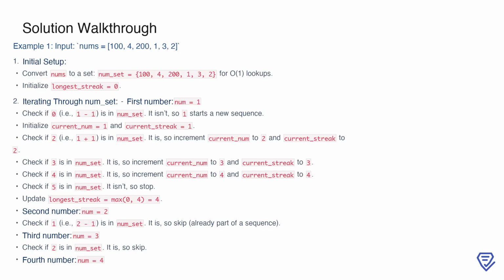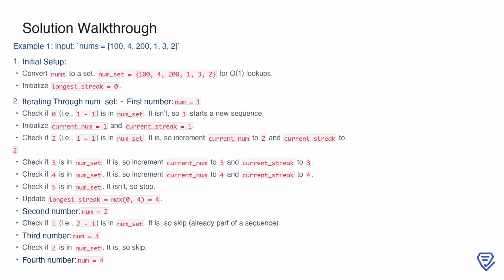To solve this problem efficiently, we start by converting the input array nums into a set called number_set. This allows us to perform lookups in constant time, which is critical for our approach. We also initialize a variable longest_streak to 0, which will keep track of the longest consecutive sequence found so far. Now, as we iterate through each number in number_set, the first number we encounter is 1. Since 0 is not in number_set, we know that 1 is the start of a new sequence.